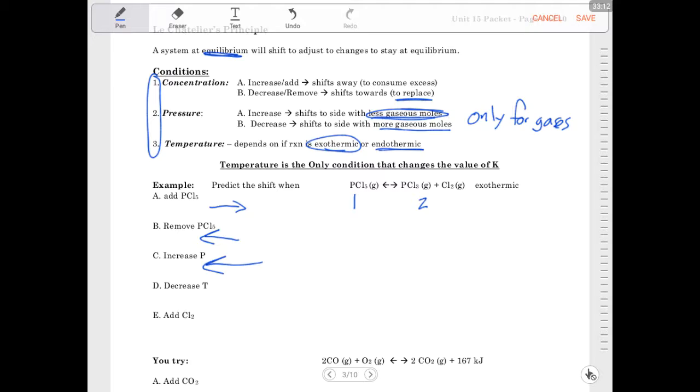Let's skip over D because that was with temperature. We'll watch another one here in just a second. All right, E, concentration. We're adding one of the substances. Let me get rid of the moles here. We're adding Cl2. What's that going to do to our seesaw? Well, it's going to make the right-hand side go down, so where do we have to shift to balance it out? We have to shift to the left, away from that addition.